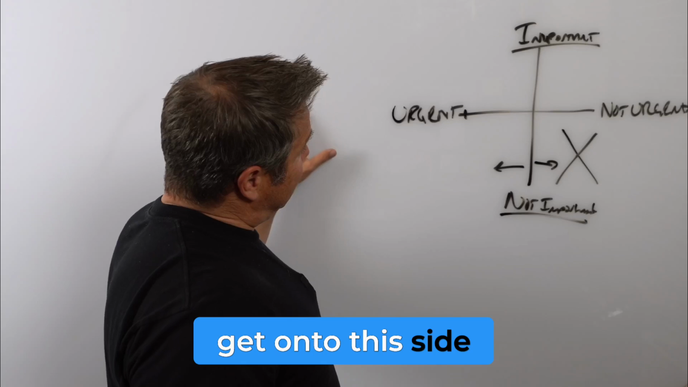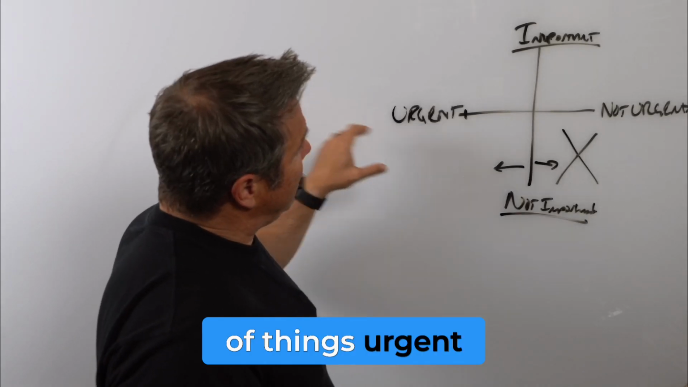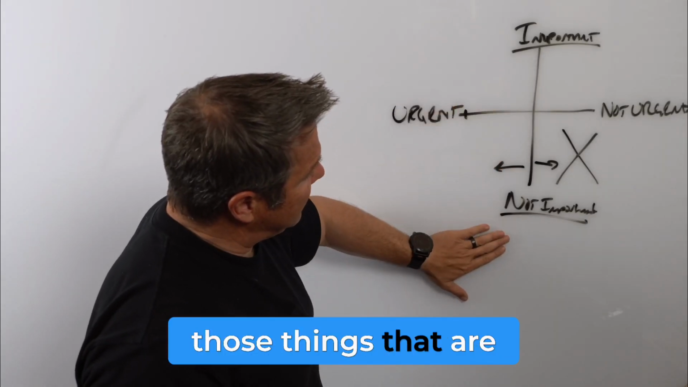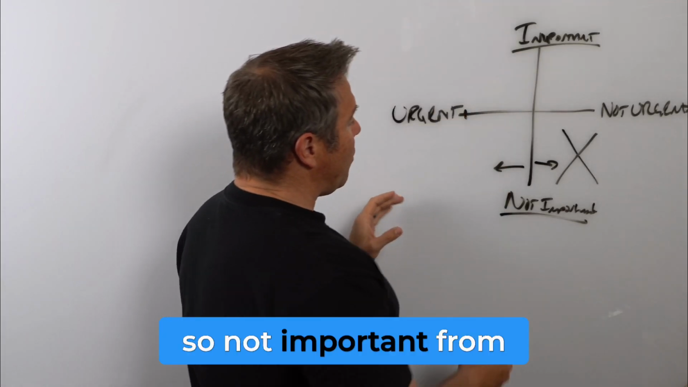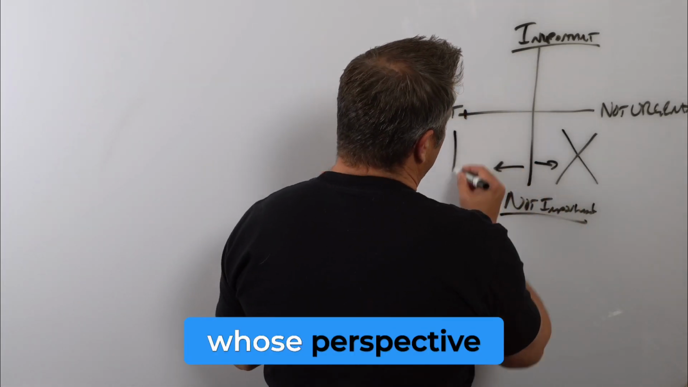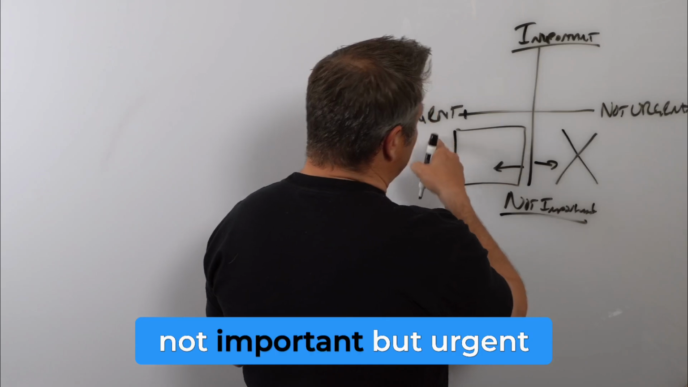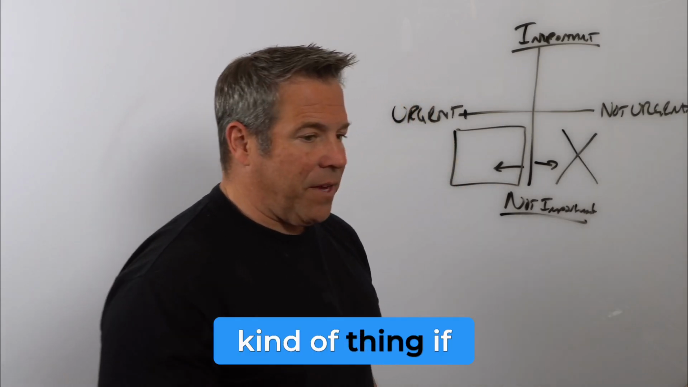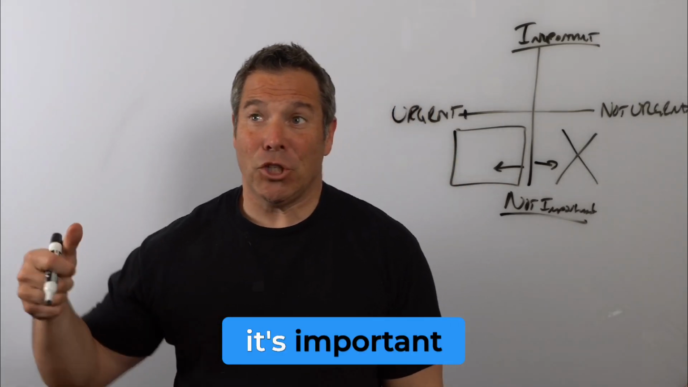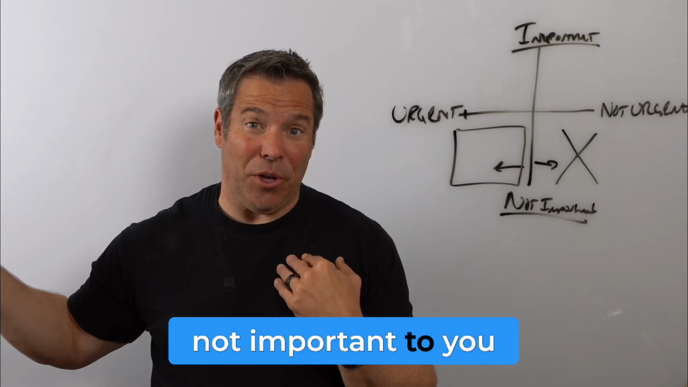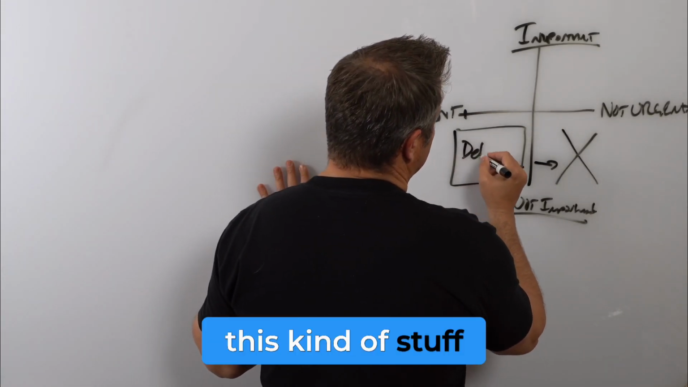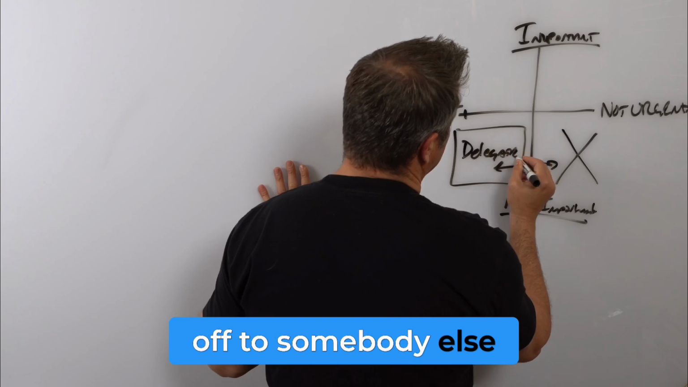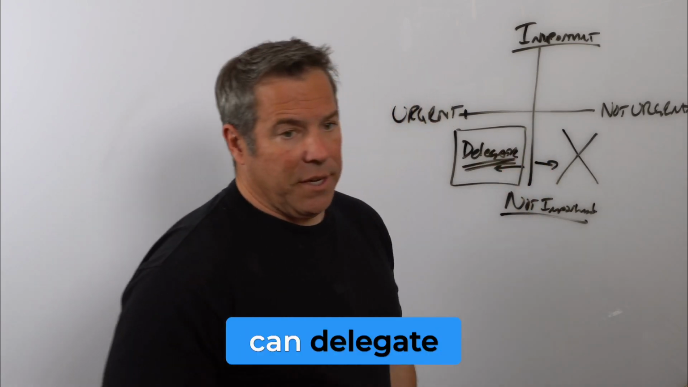You get onto this side of things, urgent, and we have two different types. We have those things that are not important, and we have those things that are very important. So not important from whose perspective? In this not important but urgent kind of thing, if it's important to somebody else but not important to you, maybe you can actually delegate this kind of stuff. You can move it off to somebody else. Maybe that's something you can delegate.